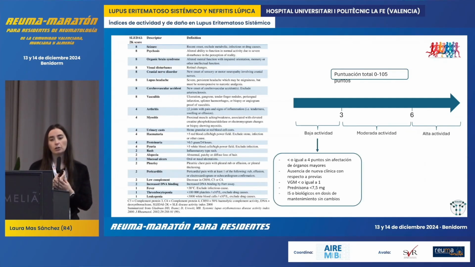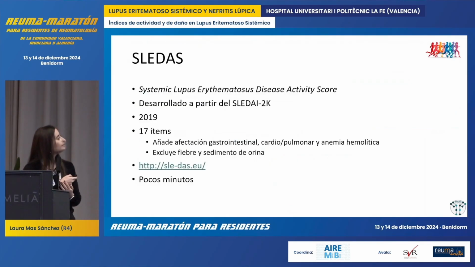However, there are certain conditions that may allow a patient to still be considered as having low activity, even if they don't actually have 3 or fewer points on the SLEDAI, which would be 4 points or less. As long as there is no major organ involvement, no new clinical symptoms compared to previous evaluations, our global assessment is 1 or less, the prednisone dose is below 7.5, or the patient is on maintenance doses of immunosuppressants or biologics and remains stable without new clinical manifestations.